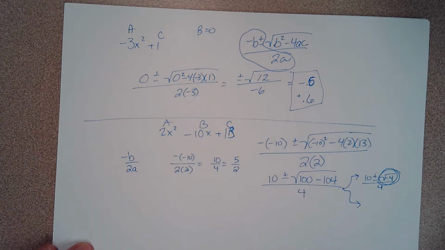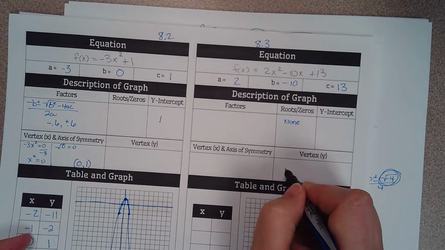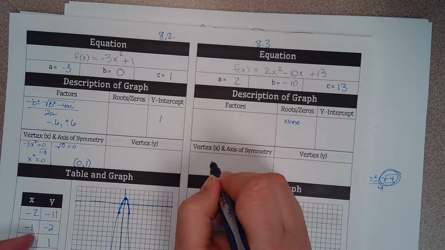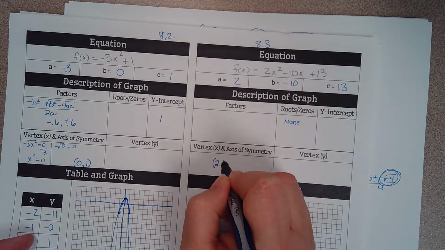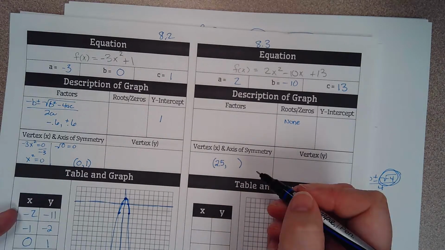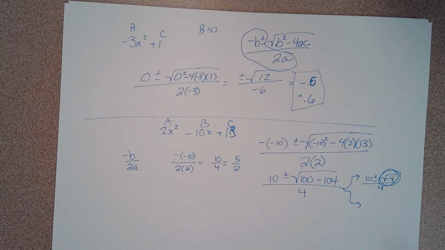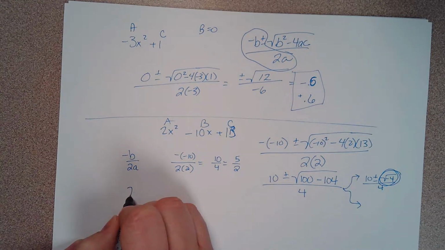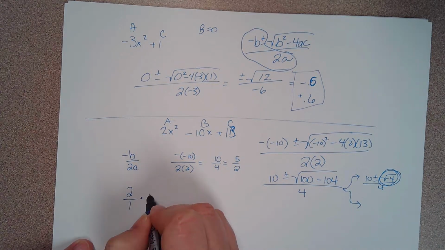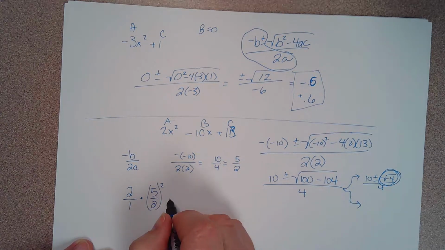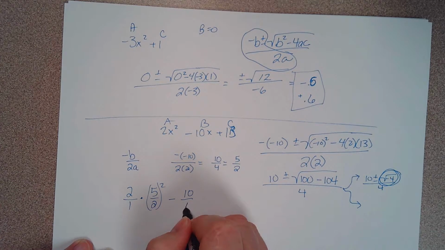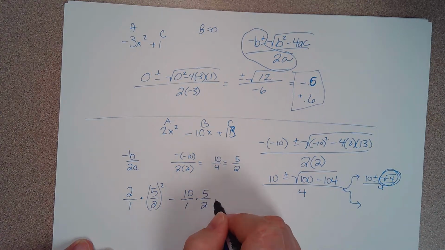Now, fractions are not always pretty. So when I ask for vertices, you are not always going to get a pretty vertex. So for the x-axis, it's going to end up being 2.5 for your x vertex. Let's put this back in our equation. This is 2 over 1 times 5 over 2 squared minus 10 over 1 times 5 over 2 plus 13.